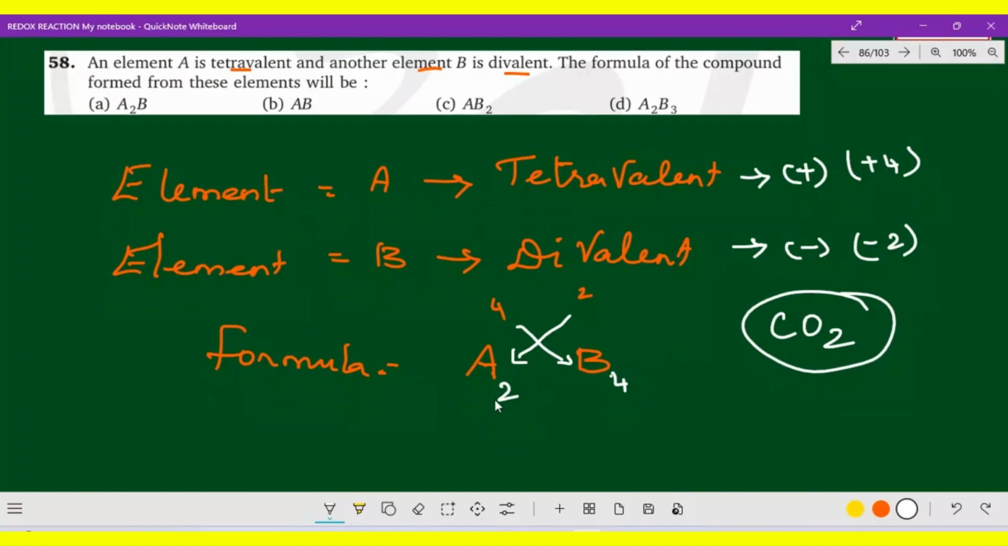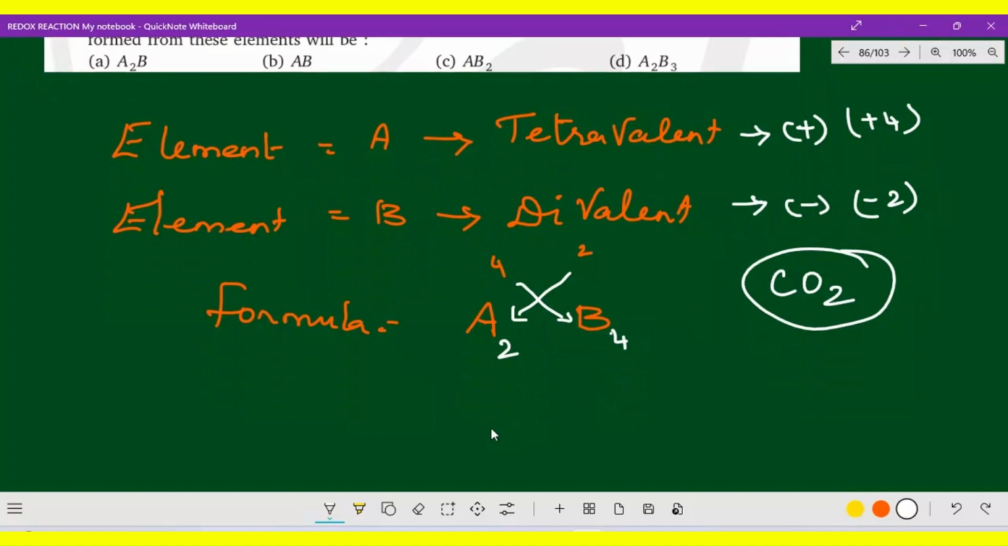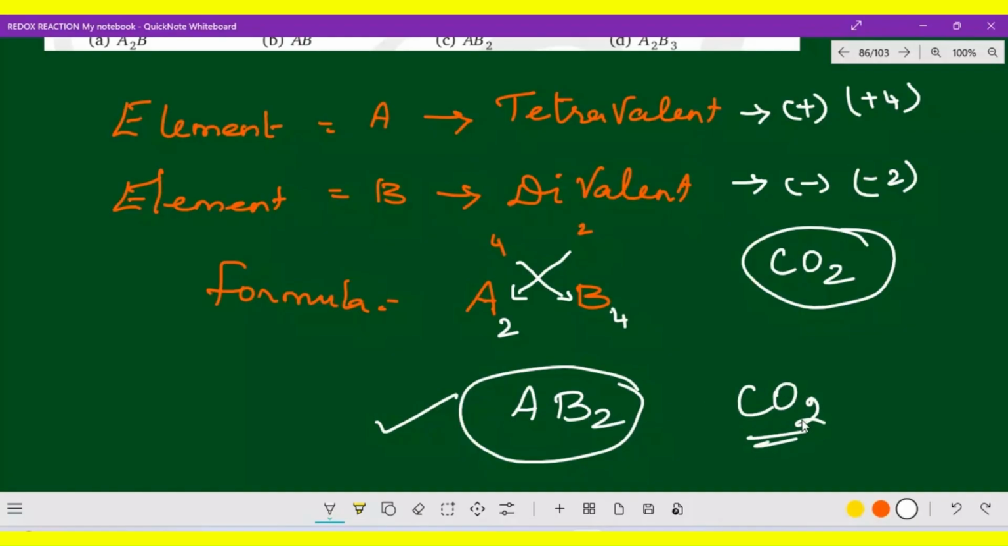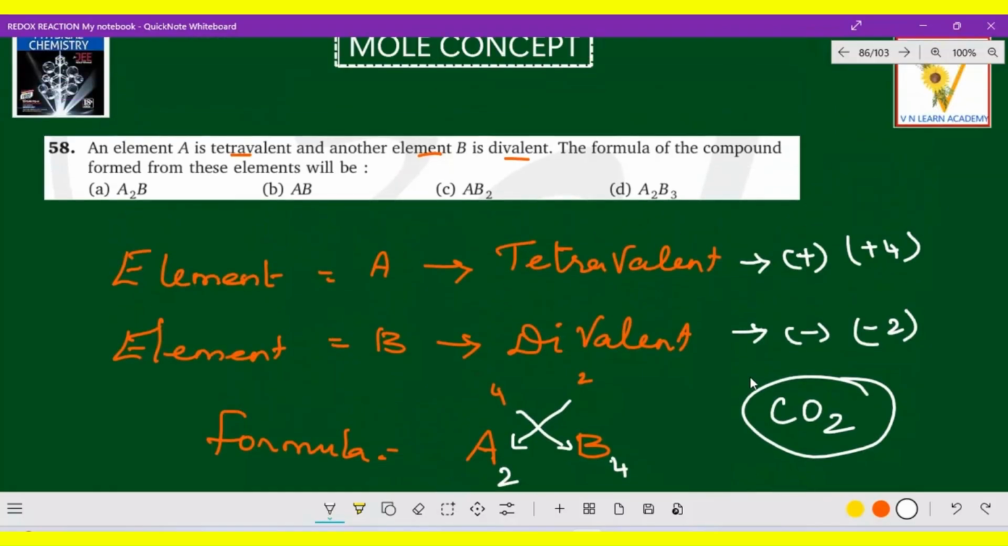So how do we write it? Here 2, here 4, and easily we can simplify that. So it is AB2. What is the original formula? They have given it in an explaining way. The original formula here is CO2. They are asking in a tricky way, but you are able to find it very easily. Which is the correct option? AB2, Option C is the correct option. Let us go to the next question.